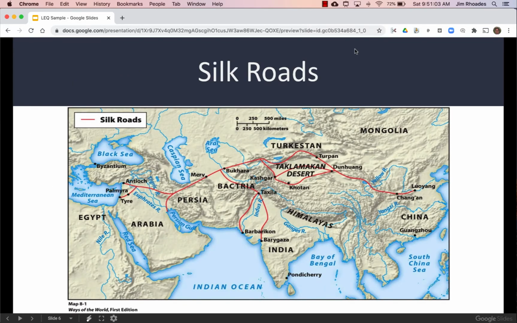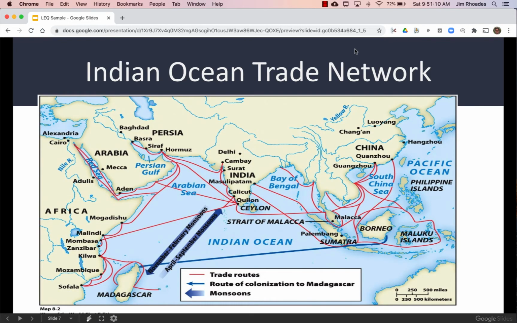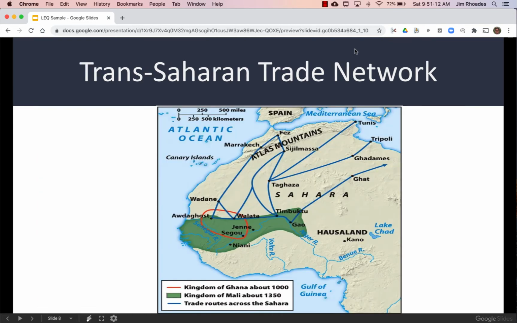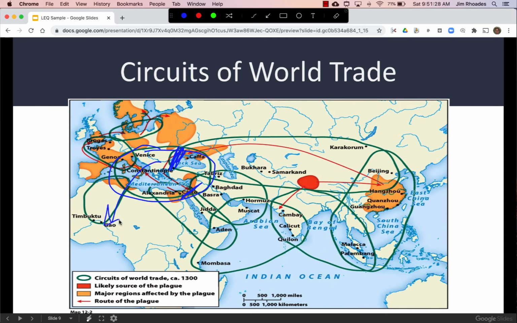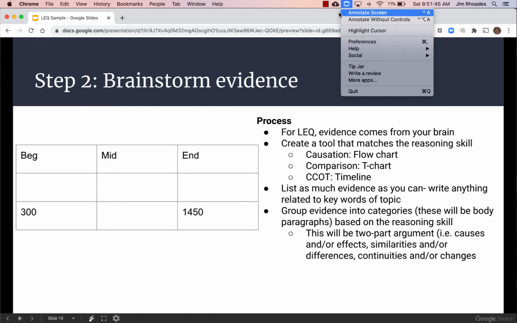First, let's review those trade networks. When I see trade networks between Africa and Eurasia, I think of the Silk Roads, of the Indian Ocean, of the Trans-Saharan, and I'm reminded on this diagram of the circuits of world trade that there are connections happening. So this Mediterranean trade network, for instance, connects trade networks like the Silk Roads, which end here, and the Indian Ocean, which come here, to Africa. Because the Silk Roads do not directly connect to Africa, but this Mediterranean Sea trade provides a bridge so that that's possible. So those are trade networks I need to think about when I am brainstorming.